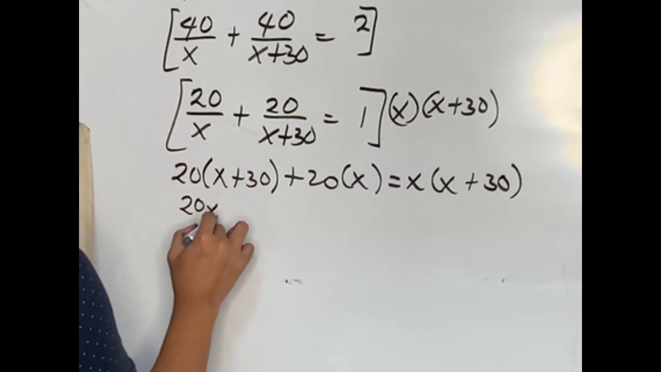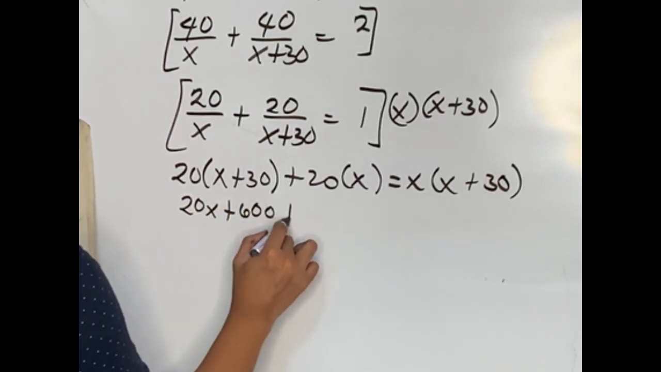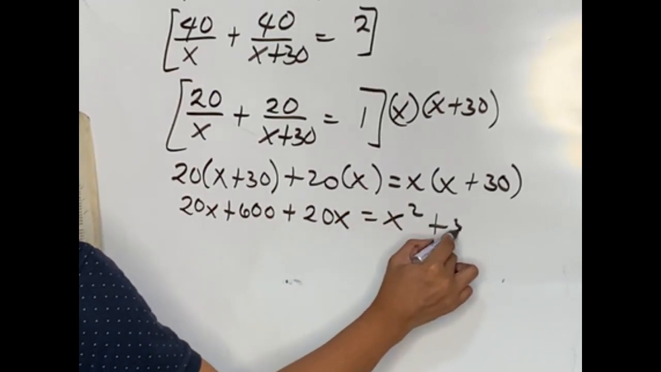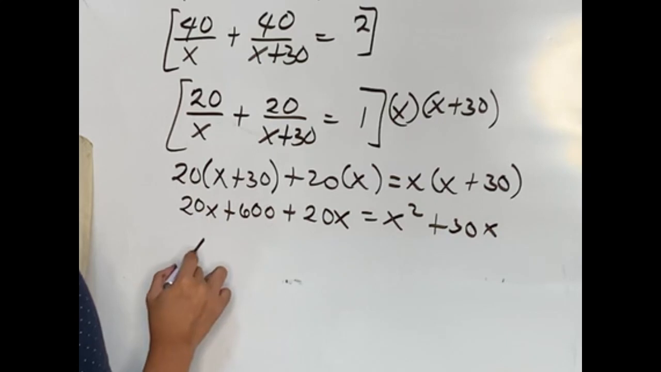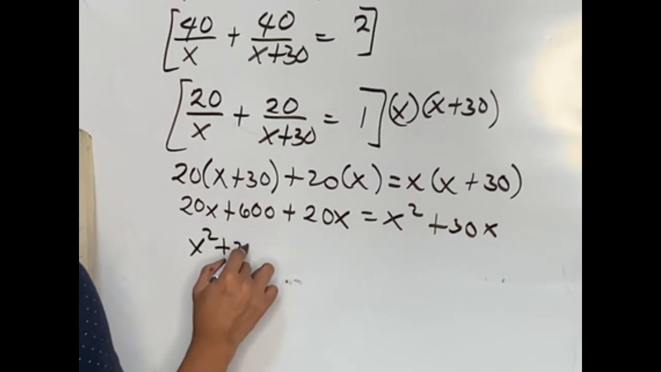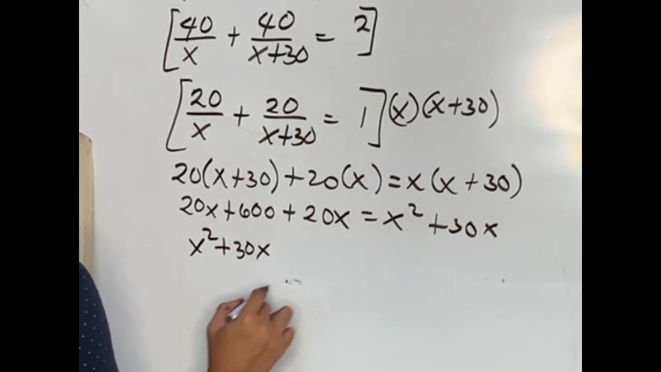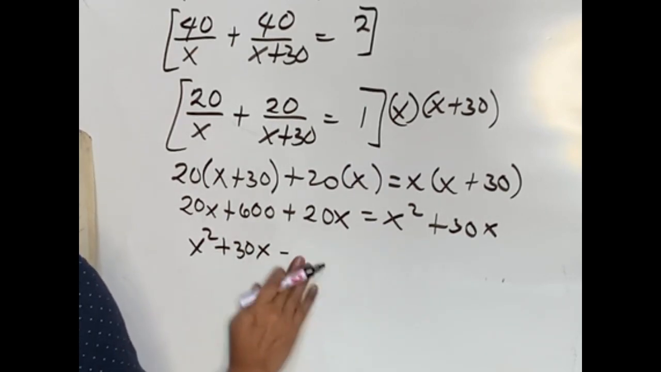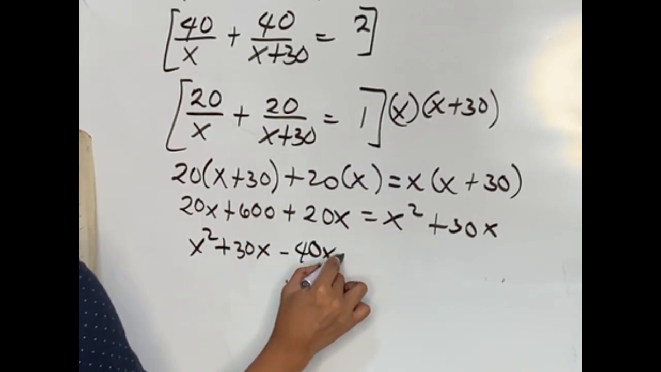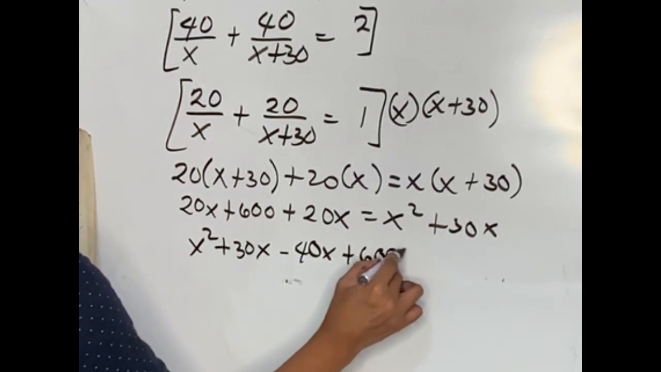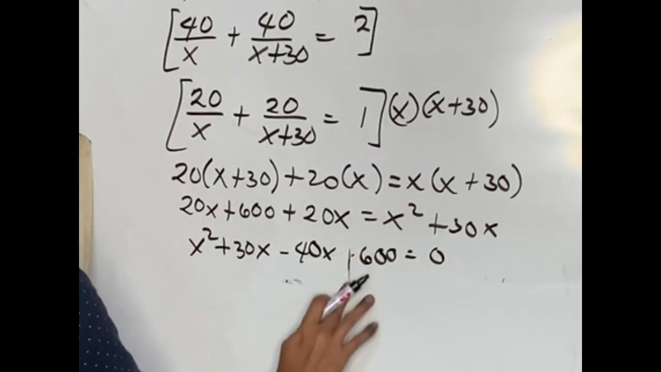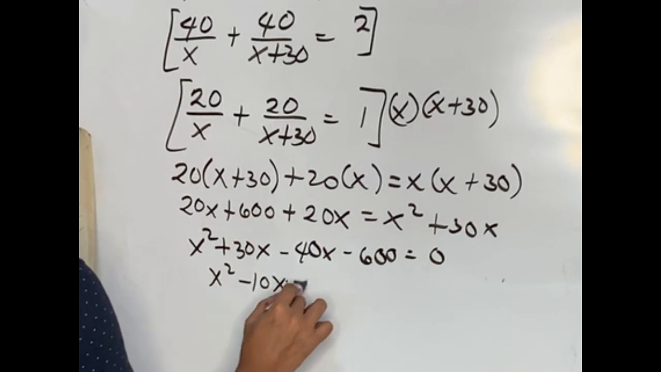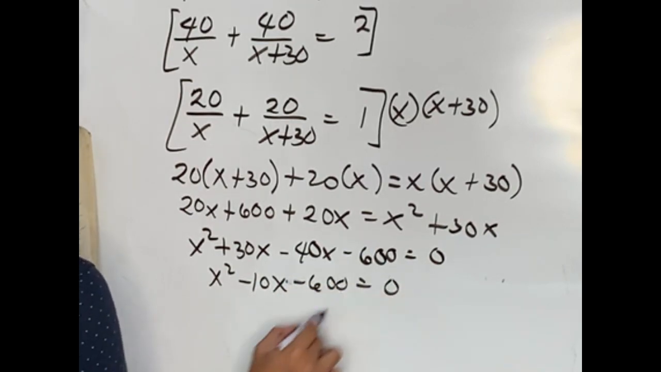So 20x plus 600 plus 20x is equal to x squared plus 30x. Combining similar terms and writing into standard form, x squared plus 30x minus 20x minus 40x plus 600 is equal to 0. So x squared minus 10x minus 600 is equal to 0.